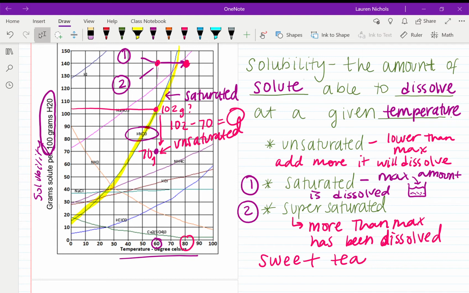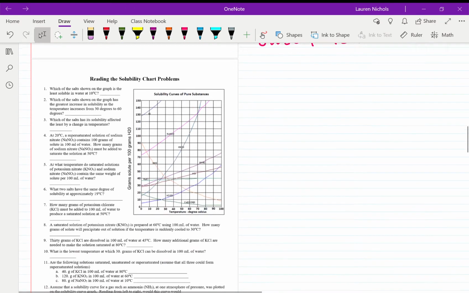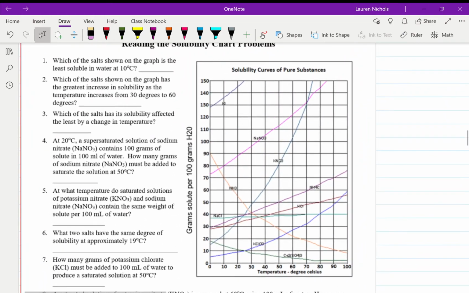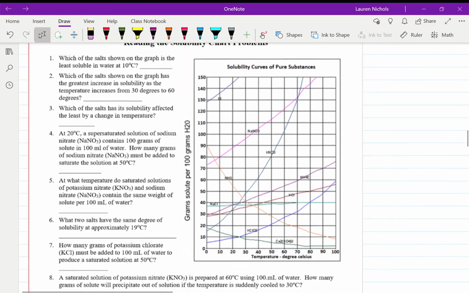So now that we're kind of understanding this graph and really how it works, let's look at just some practice problems of what are some things that you could be asked to do. So for example, if it says which of the salts shown on the graph is the least soluble in water at 10 degrees. So key things here, we have our temperature and they want to know least soluble. So that means it's going to have the lowest amount that's able to dissolve.